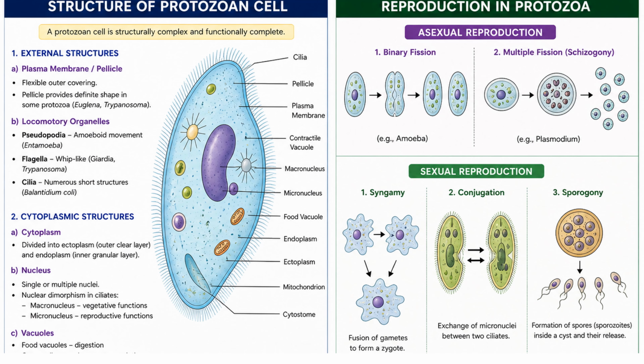Some are known as food vacuoles, which are the site for digestion, and the contractile vacuoles, which maintain osmoregulation within the cell. This is the general structure of the protozoan cell.